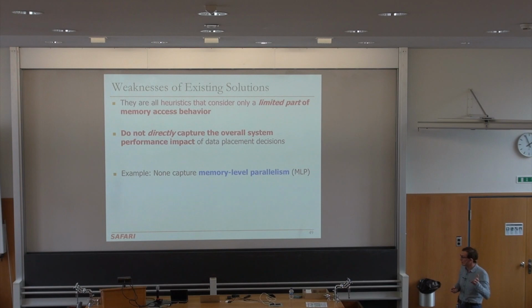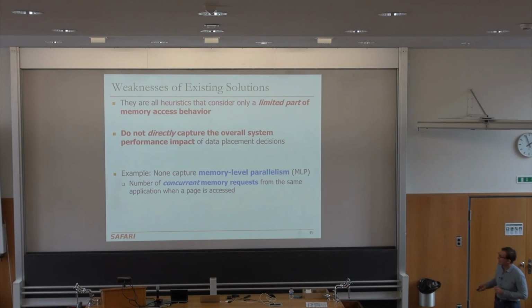Basically, we talked about memory level parallelism. Different cache misses have different costs, right? Because they may be overlapped with other cache misses, or they may not be overlapped with cache misses. And that's also important in this case, because that affects your benefit significantly. So basically, the number of concurrent memory requests from the same application when a page is accessed, that's the memory level parallelism, it affects how much page migration helps performance, actually. It's very similar to what we discussed in MLP-aware cache replacement, but in this case, the effect is much larger because you're migrating a huge page, assuming you're managing things at a page granularity.